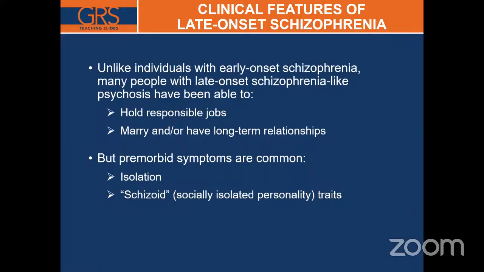Symptoms of late onset schizophrenia. Unlike individuals with early onset schizophrenia, many people with late onset schizophrenia-like psychosis have been able to hold a responsible job, marry, or have long-term relationships because they have mostly preserved social functioning more than patients with early onset schizophrenia. But pre-morbid symptoms are common: isolation and schizoid traits, which are social detachment, restricted emotional expression, and introversion.